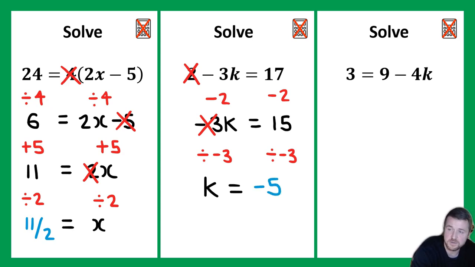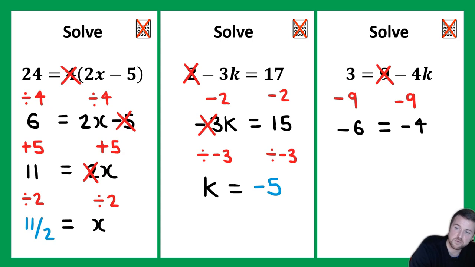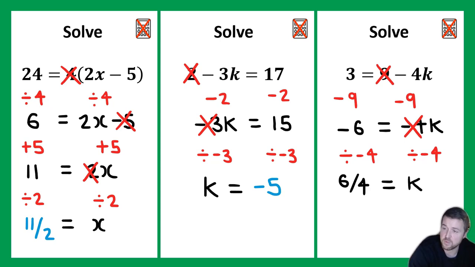And for the last question, 3 equals 9 minus 4k. Subtracting 9 from both sides will allow me to isolate the negative 4k. 3 subtract 9 is negative 6, and this would be equal to negative 4k. And dividing through by negative 4, negative 6 over negative 4 is 6 over 4, which is equal to k. And this is an example where I'll be able to write this as a simplified fraction, where 6 over 4 is equal to 3 over 2. Therefore, k is equal to 3 over 2.